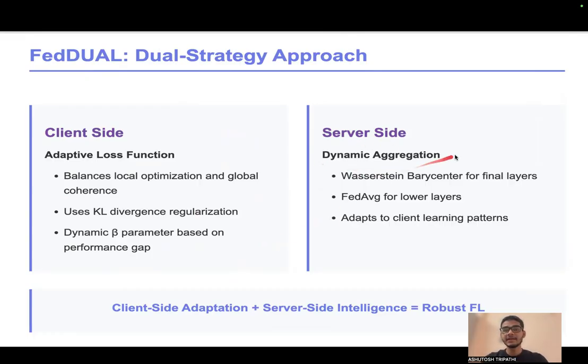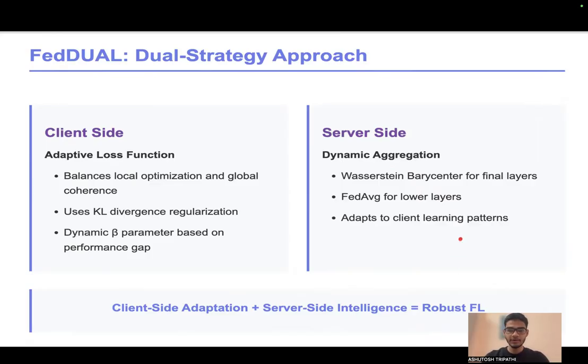And on the server side, we have done the aggregation for final layers, because as we observe, only in the final layers do we notice gradient amplification. So we have used Wasserstein barycenter based aggregation and FedAvg for lower layers. So it helps to adapt to client learning patterns. So after doing client-side adaptation with this adaptive loss function and server-side intelligence with this Wasserstein barycenter-based dynamic aggregation, we achieve a robust federated learning algorithm.